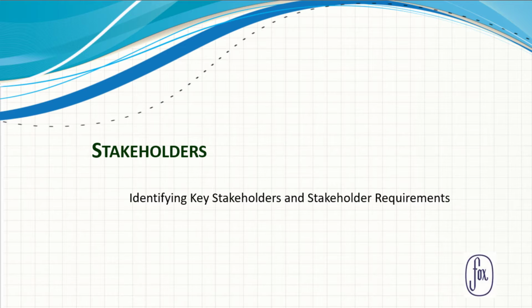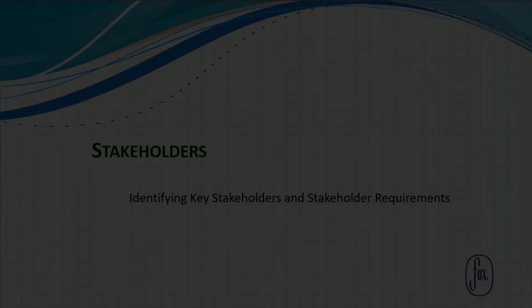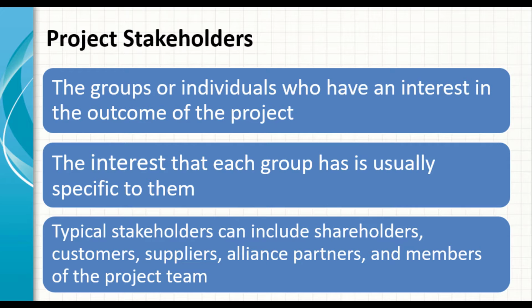One, what's a stakeholder, and who might the stakeholders be in your project? And two, what are the requirements for each stakeholder? Or, to phrase the question more simply, how does the project's success benefit that person or that group of persons? Stakeholders are the groups or individuals who have an interest in the outcome of the project, although the interest that each group has is usually specific to them.